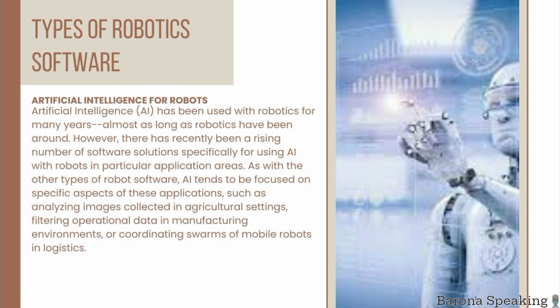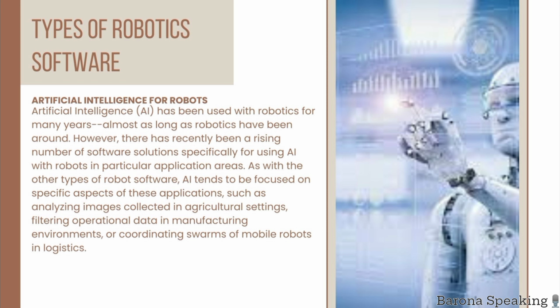Lastly, artificial intelligence for robots. Artificial intelligence, or AI, has been used with robotics for many years, almost as long as robotics have been around. However, there has recently been a rising number of software solutions specifically for using AI with robots in particular application areas. As with the other types of robot software, AI tends to be focused on specific aspects of these applications, such as analyzing images collected in agricultural settings, filtering operational data in manufacturing environments, or coordinating swarms of mobile robots in logistics.